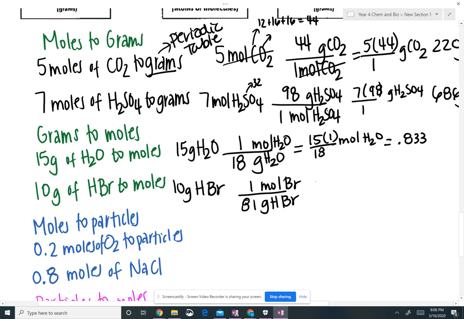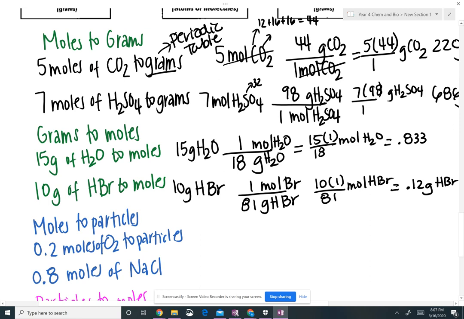Then the same deal on here, I have 10 times 1 divided by 81, and then I should get my moles of HBr. Then I'm going to divide those, so I would have 10 divided by 81, and that would be equal to 0.12 moles of HBr. So that is what I should get on there.